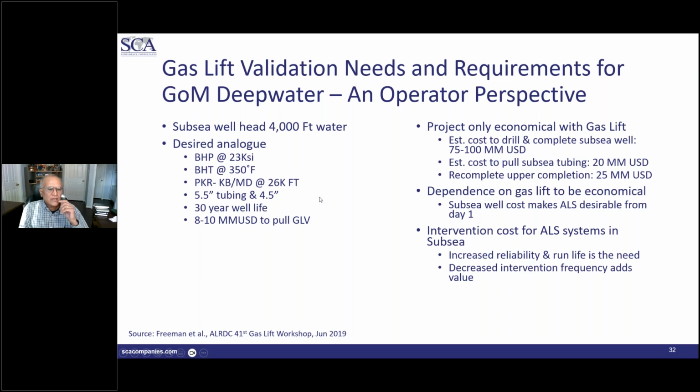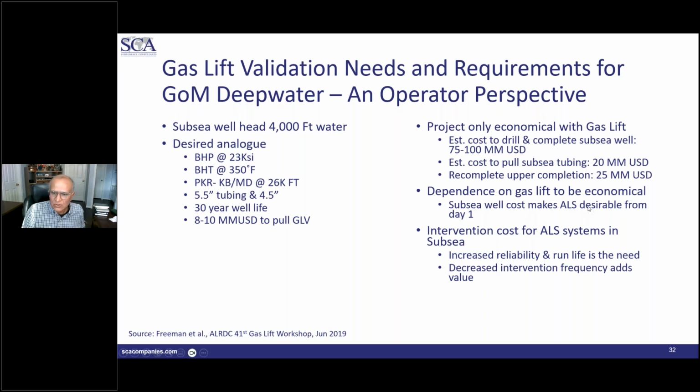So with that in mind, let's go back to one presentation from Shell in 2019, where they laid out why they wanted a very rigorous gas lift validation, because this project is only economical with gas lift. Look at the cost: 75 to 100 million just to drill and complete a subsea well. If you have to pull subsea tubing, it costs 20 million. If you have to recomplete the upper completion, 25 million. So they rely on gas lift because you do not have a need to pull as much. It makes the project economical.